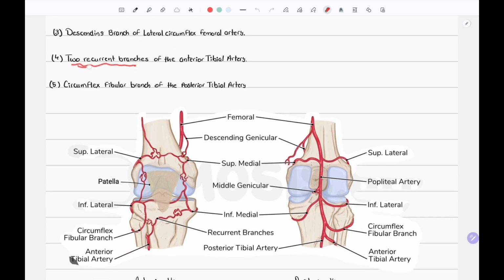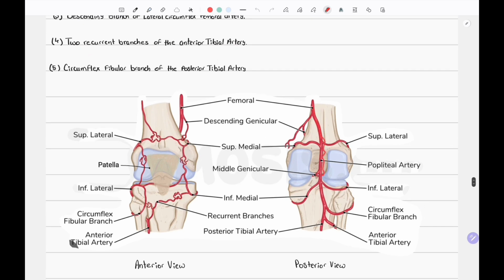Fourthly, two recurrent branches of the anterior tibial artery. The femoral artery continues to the popliteal artery, and then the popliteal artery divides into the posterior tibial artery and anterior tibial artery. So this anterior tibial artery gives 2 recurrent branches right here. This is the anterior view, this is the posterior view. This anterior tibial artery gives recurrent branches. Recurrent means they are going upward to supply the knee.